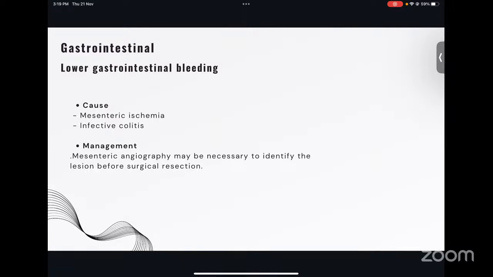Lower GI bleeding is characterized by fresh rectal blood, but may require passage of a nasogastric tube to exclude upper GI sources. The common causes are mesenteric ischemia, infective colitis, and bleeding from colonic polyps. Mesenteric angiography may be necessary to identify the lesion before surgical resection.